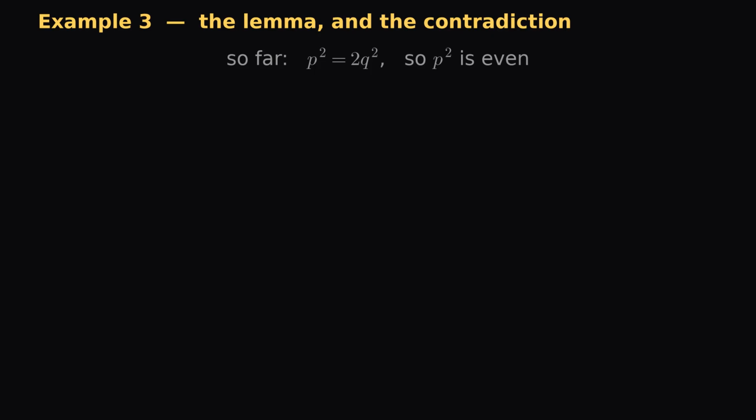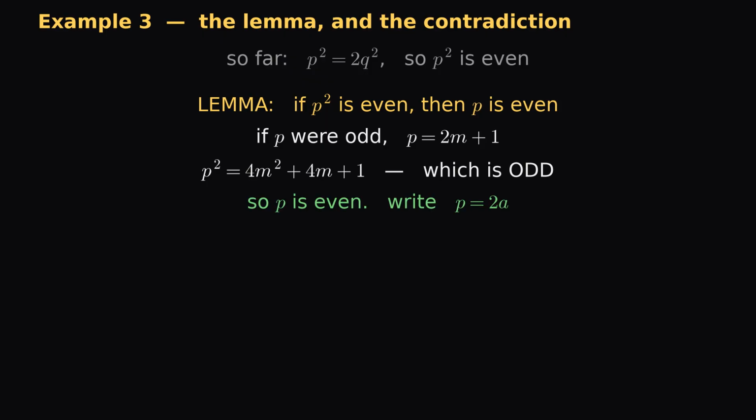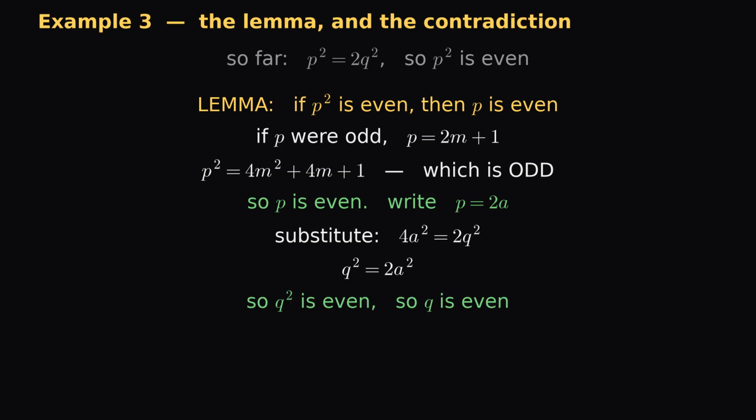Now I need a small lemma. If p squared is even, then p is even. Why? Because if p were odd, say p is 2m plus 1, then p squared is 4m squared plus 4m plus 1, and that is odd. So an odd p cannot give an even p squared, so p is even. Write p as 2a. Substitute back. 4a squared equals 2q squared, so q squared equals 2a squared. So q squared is even, so q is even.